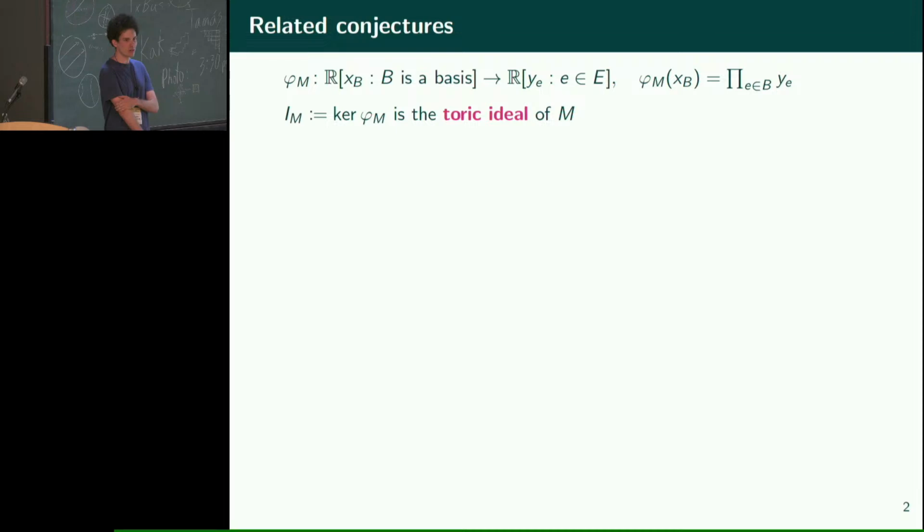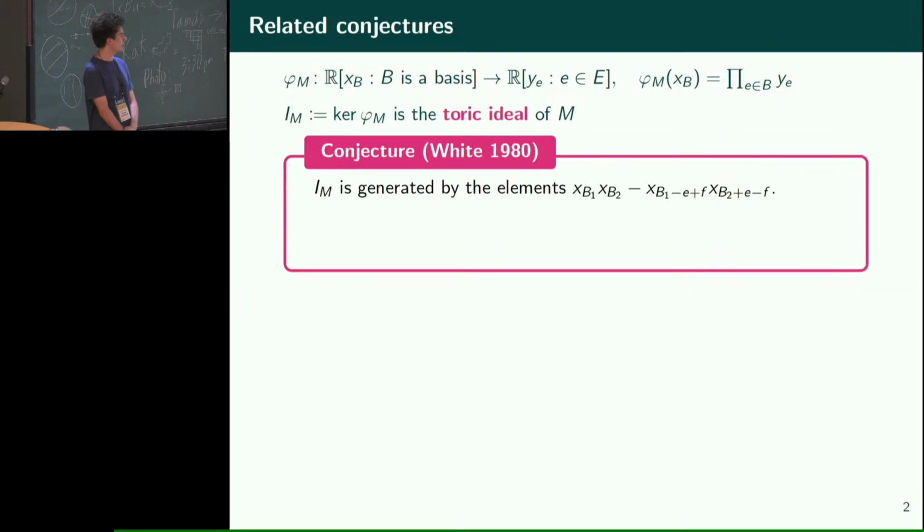And there is a natural homomorphism between the two, where we map a variable corresponding to a basis to the product of the variables corresponding to its elements. If we look at the kernel of this map, then this is called the toric ideal of the matroid. And White conjectured that this toric ideal is generated by binomials of a special form. Here we multiply variables corresponding to two bases and subtract something which has a similar form with a basis pair which is reachable by a symmetric exchange. If you look at all these elements, the conjecture is that they generate the toric ideal.